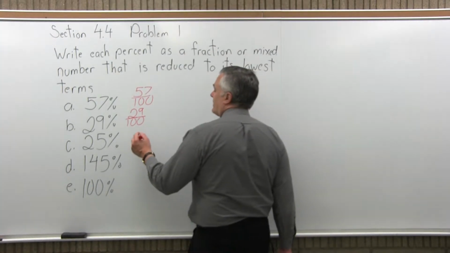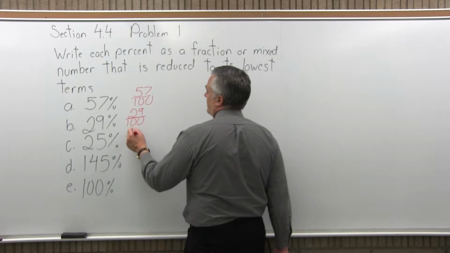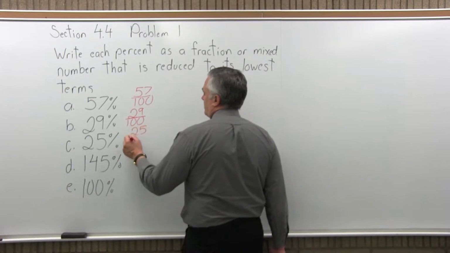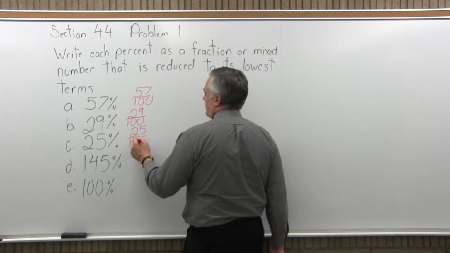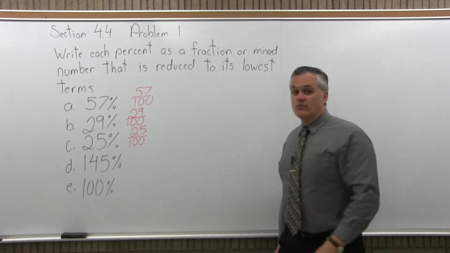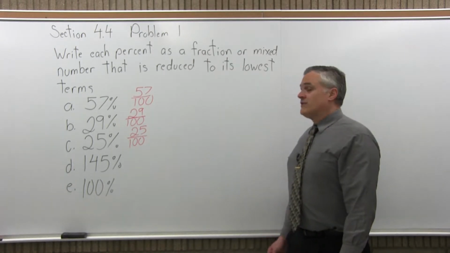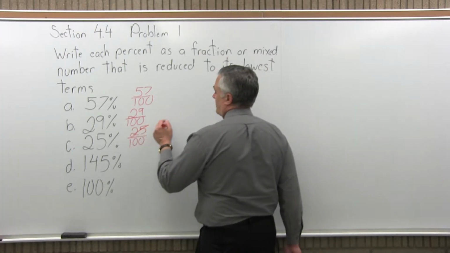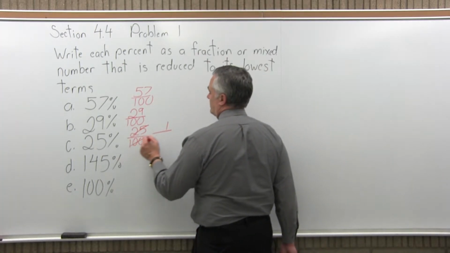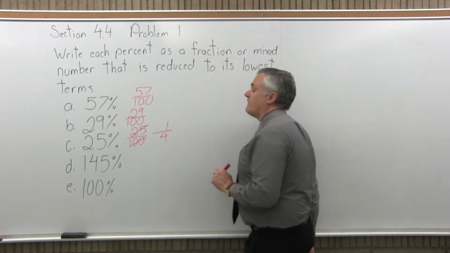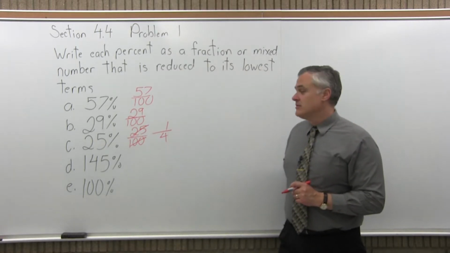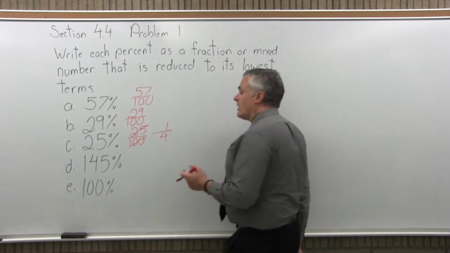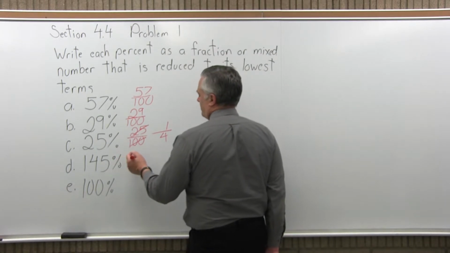The next one, 25%, write it as a fraction. So you put the percent over 100, 25 over 100. Now that one can reduce. 25 divides into both the numerator and denominator evenly. 25 divides into 25 once. 25 divides into 100 4 times. So 25% is 1/4.